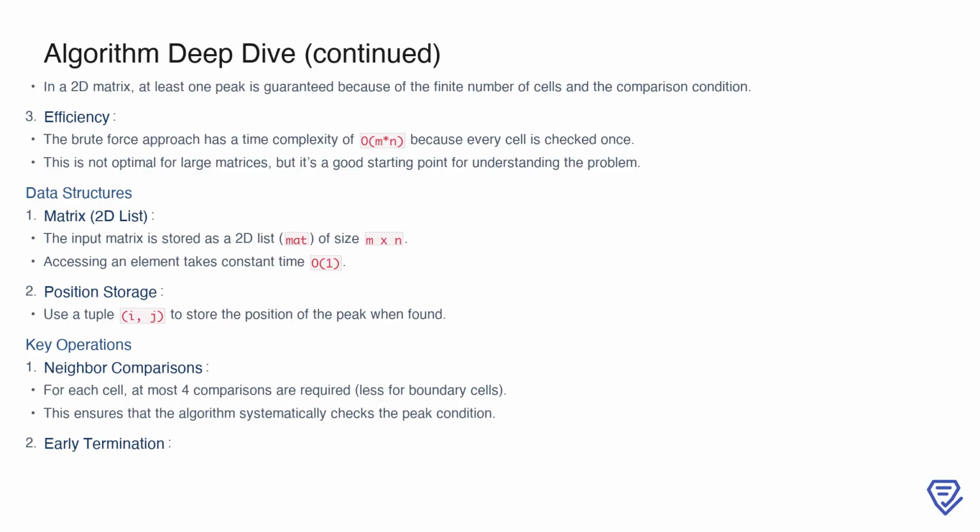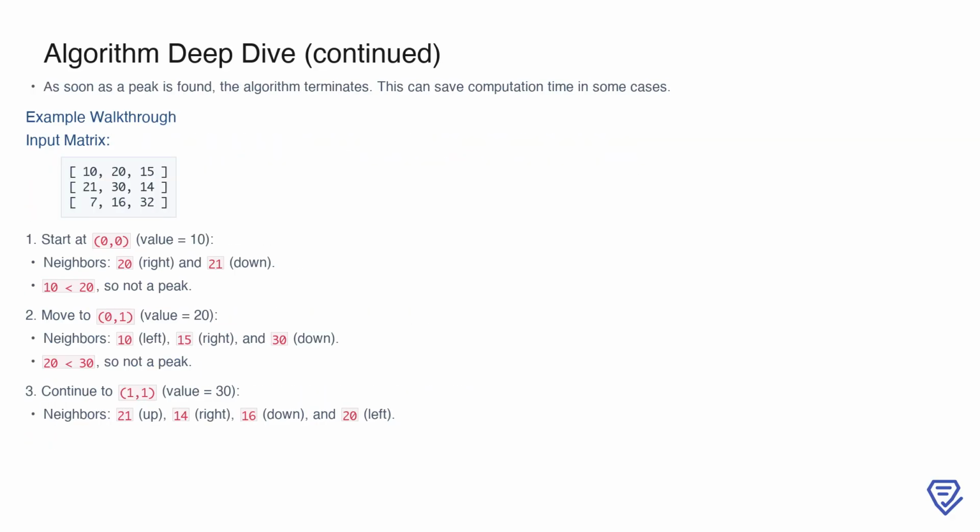The algorithm performs at most 4 comparisons per cell, and fewer for boundary cells, ensuring that the peak condition is systematically verified. A key optimization in this approach is early termination. As soon as a peak is identified, the algorithm stops, potentially saving computation time in certain scenarios. Let's look at an example to understand the brute force approach.